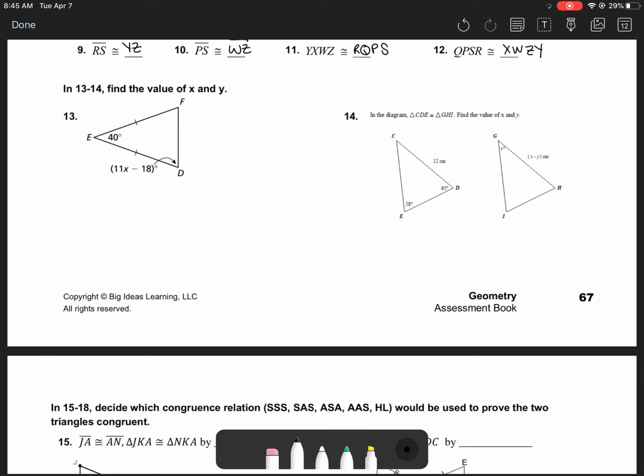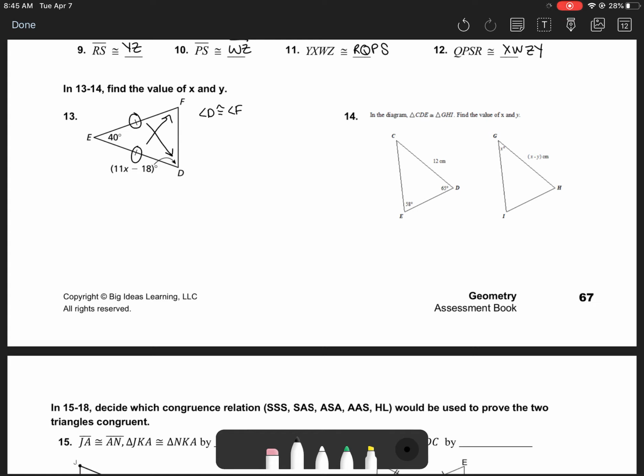So for number 13 and 14, we're thinking about those base angles theorems. And so 13, I've got two congruent sides. So this is an isosceles triangle. That tells me that the base angles opposite those sides are congruent. So that tells me angle D and angle F are congruent.